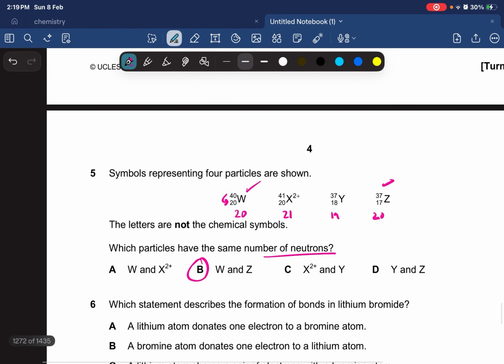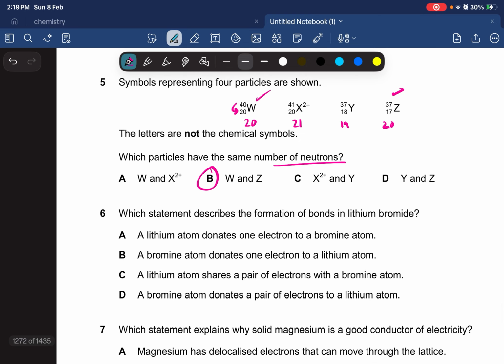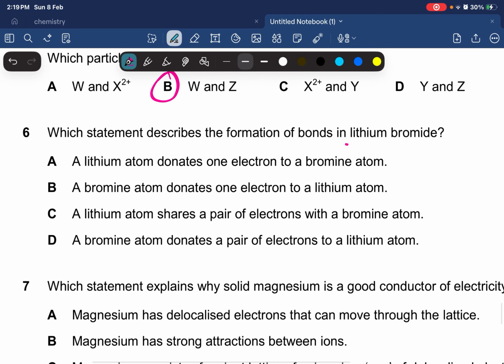Okay, which structures describe the formation of bond in lithium bromide? Lithium is going to form Li positive one, bromide is going to form Br negative one, and this particle and this particle are going to be electrostatically attracted because they're oppositely charged. A lithium atom donates one electron to a bromine atom. Makes sense. A lithium atom is going to lose one electron to a bromine atom.